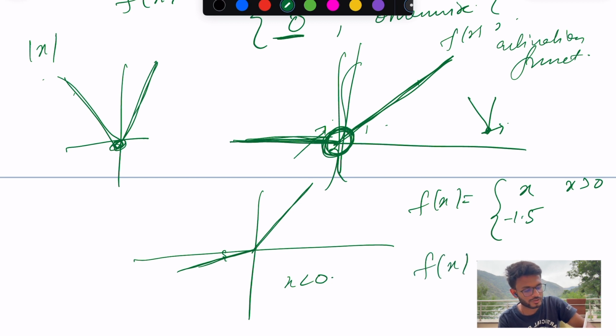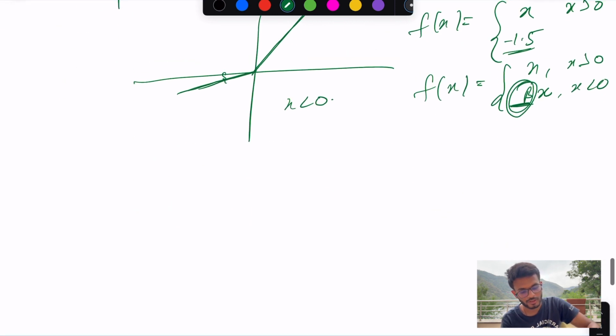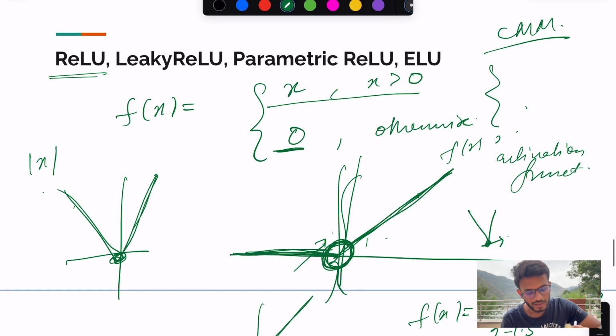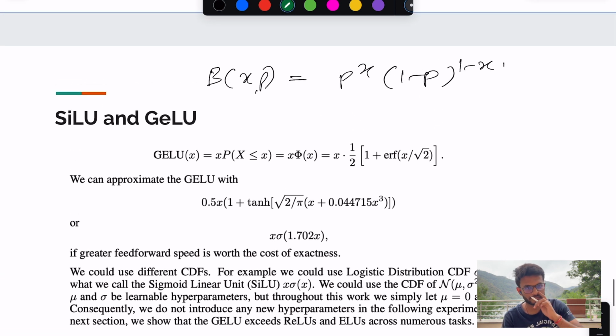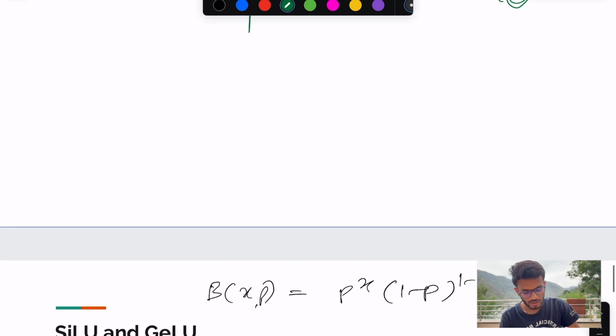Now if I do this, f of x is equal to x for x greater than 0, or some beta x for x less than 0. This beta is again a parameter, so it depends on your x; it is parameterized, so it becomes parametric ReLU. It's not fixed like this particular value. This is just an example to get through it. And then ELU is the exponential linear unit, which involves e raised to the power x. So that's how it goes.